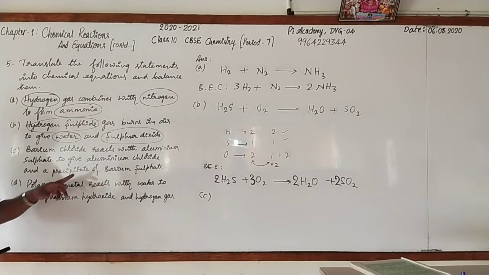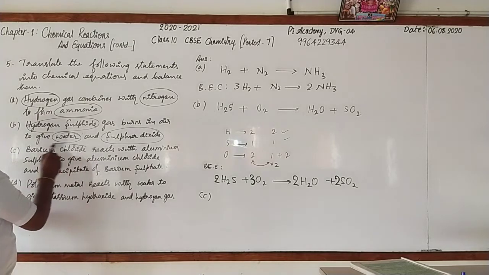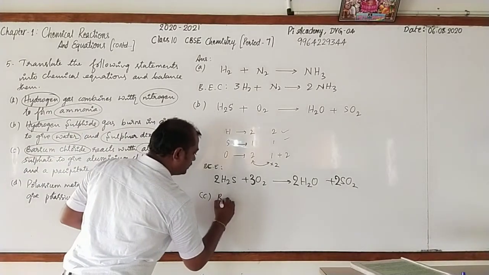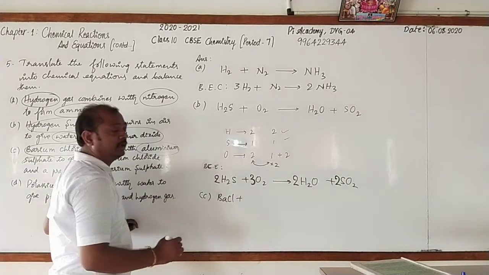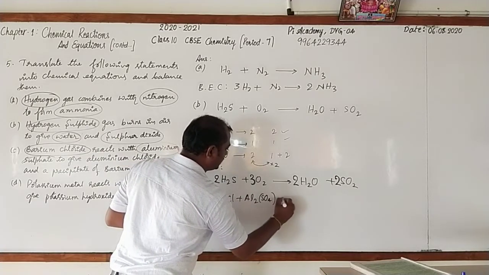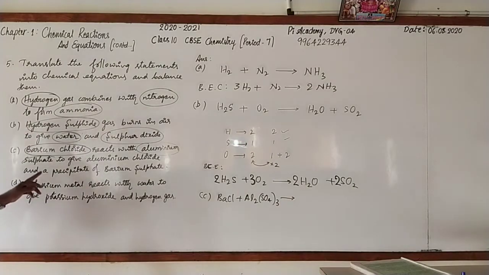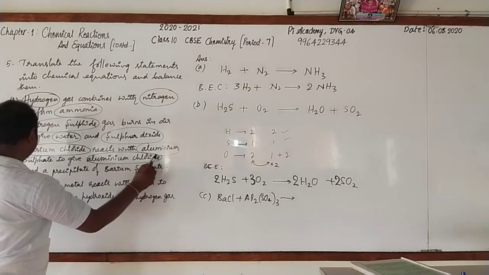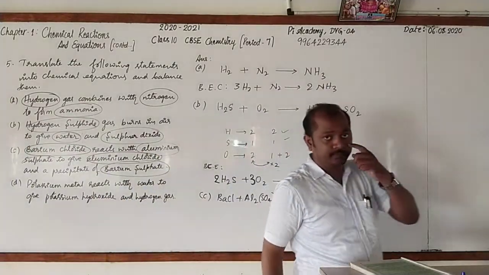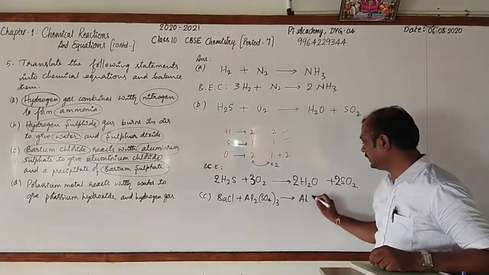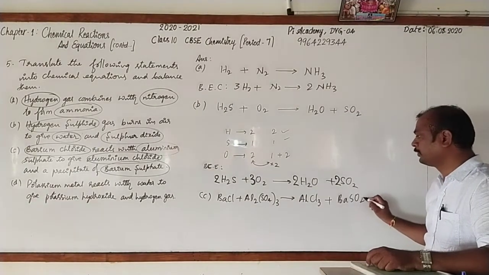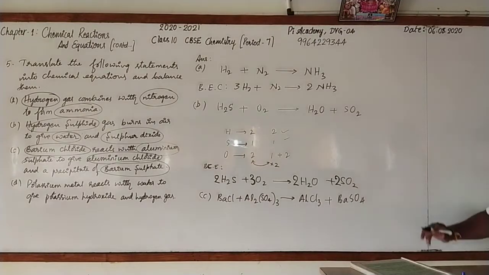Here barium chloride reacts with aluminium sulfate. Barium chloride BaCl2 plus aluminium sulfate Al2SO4 gives what? Aluminium chloride and precipitate of barium sulfate. Aluminium chloride is AlCl3 plus barium sulfate BaSO4. Let's go for balancing it.